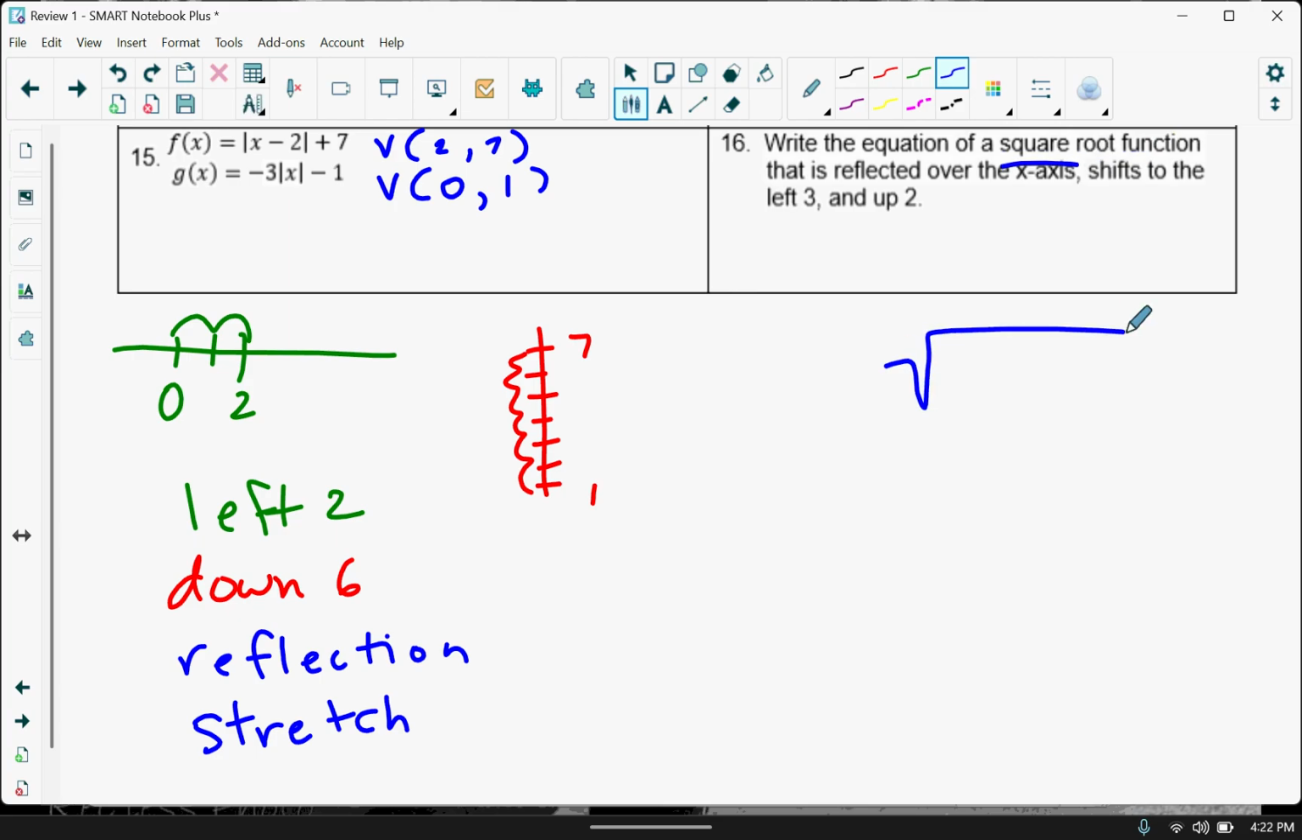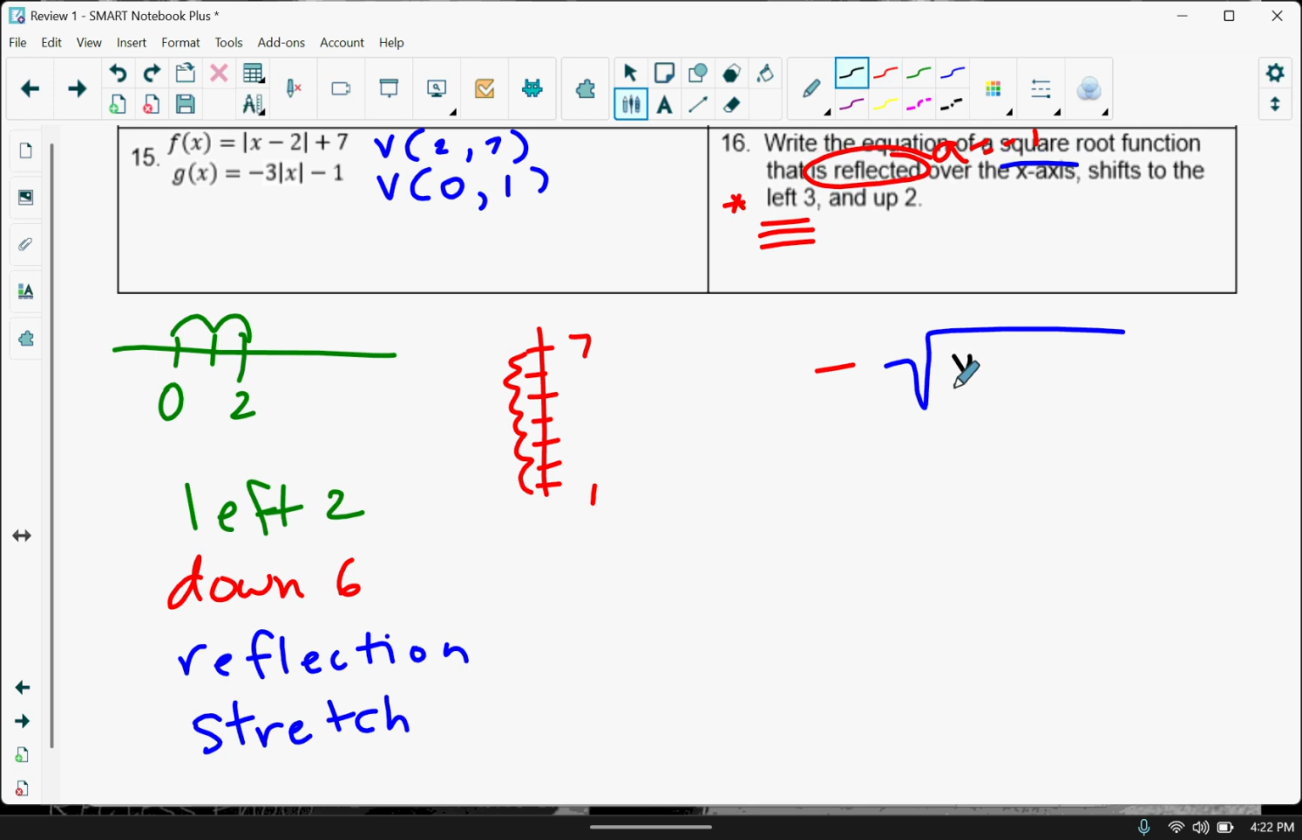It says reflected over the x-axis. Now remember that a reflection means that a is equal to -1, so I stick a negative in front. You can write the 1 if you want to, but you don't have to. Then it says shifts left 3. Now be careful with your left 3.